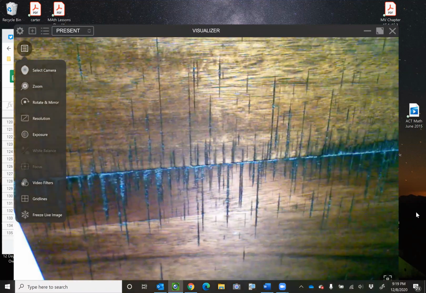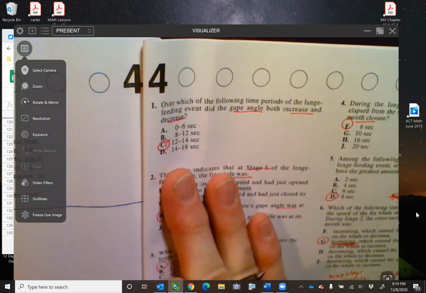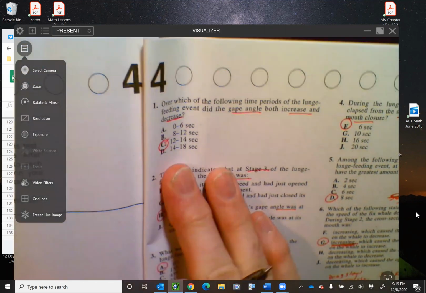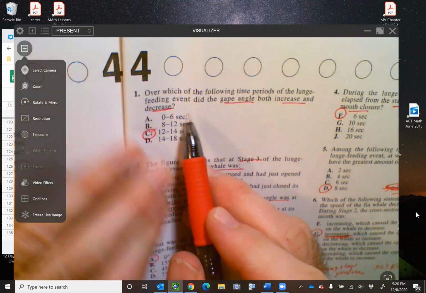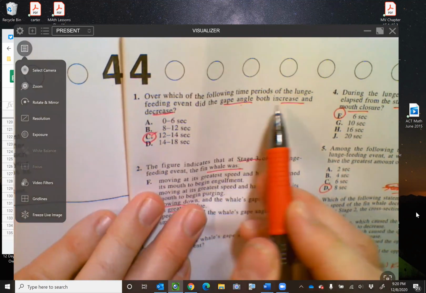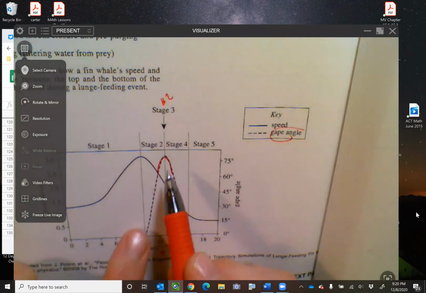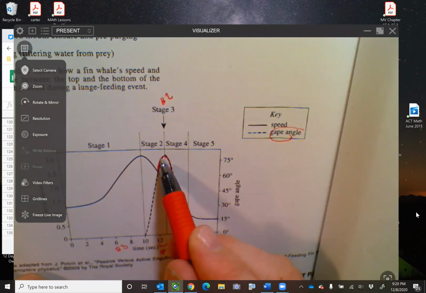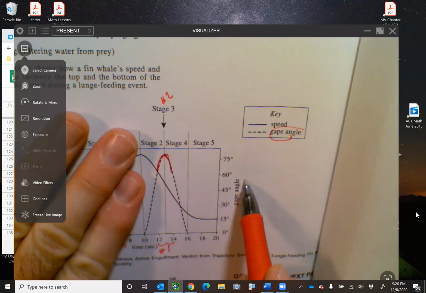All right, let's talk about these. It definitely has a different feel than the comparing and contrasting with the dueling scientists. Okay, so let's look at the first one here. Question one: over which of the following time periods during the lunge feeding event did the gape angle both increase and decrease? Well, if we look at this, the gape angle is the dashed line, right? So the gape angle is increasing and then it decreases, right? Because here's the gape angle.